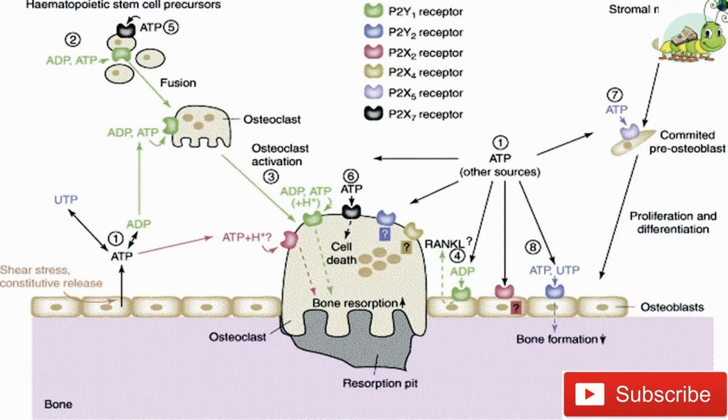Finally, in addition to the P2X and P2Y receptors, which respond to ATP, there are adenosine receptors that respond to the adenosine that is released after enzymatic breakdown of ATP. These receptors are located presynaptically and act to inhibit synaptic transmission by inhibiting influx of calcium ion.